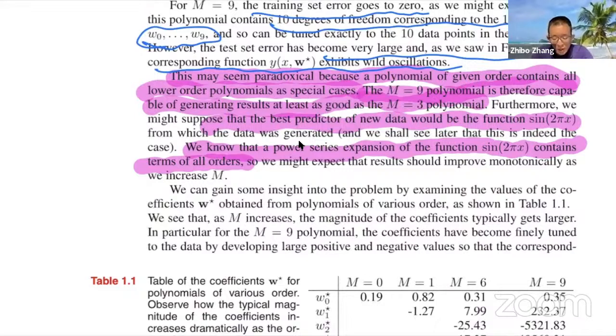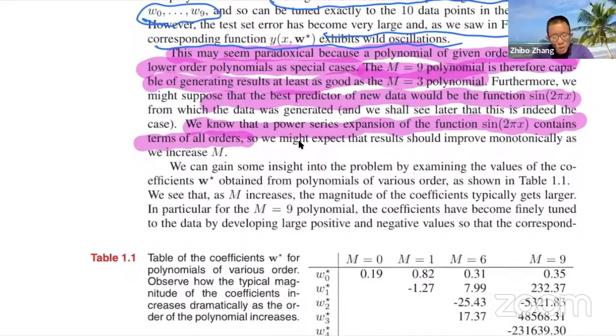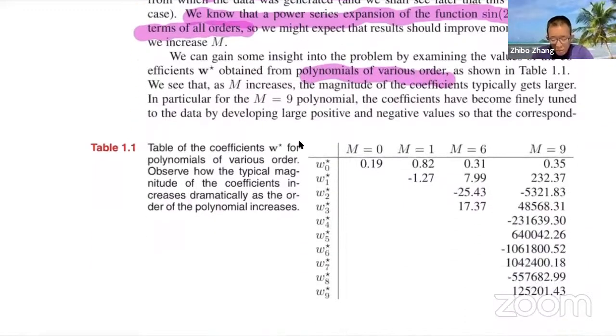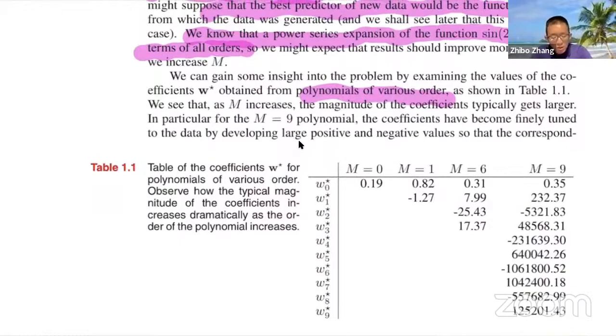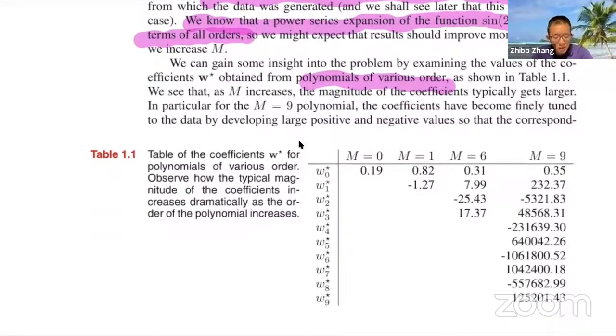We can gain some insight into the problem by examining the values of the coefficients w* obtained from polynomials of various order, as shown in table 1.1. So here is the table. We see that as M increases, the magnitude of the coefficients typically gets larger. Here is the interesting point. When M equals 0 and M equals 1, the norm of w is within a small value range. But when M equals 6, we observe something as large as this. When M equals 9, it's really exaggerated, right?